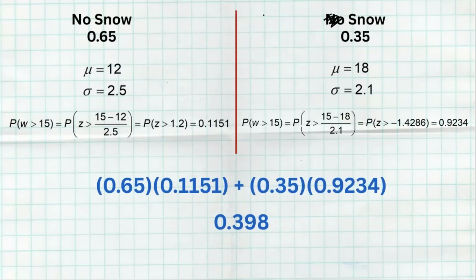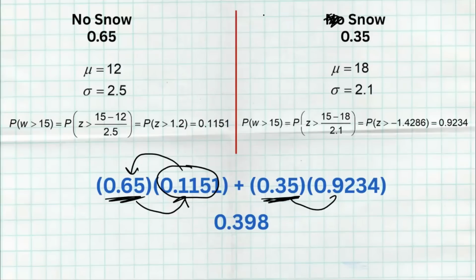Okay, the first situation is there is no snow and then it takes longer than 15 minutes. Now, this right here cannot happen unless the 0.65 happens first. That's when we have to multiply them together. If there is snow, which is a 35% chance, then the probability that it takes longer than 15 minutes is 0.9234. Once again, why are we multiplying? Because this cannot happen unless this happens first.